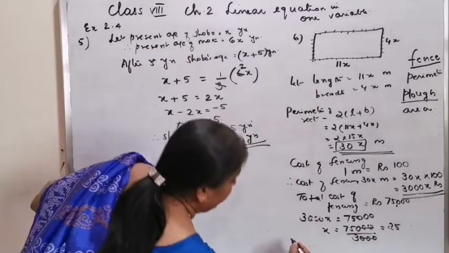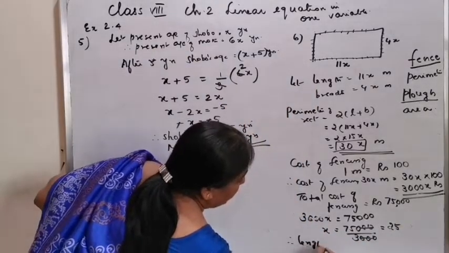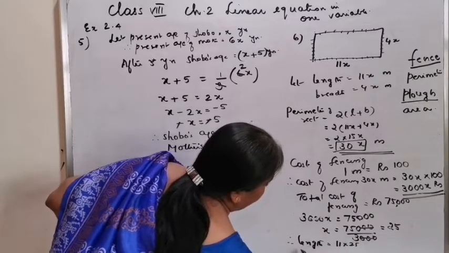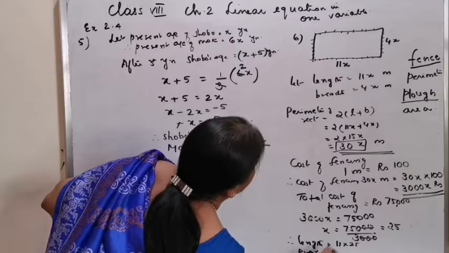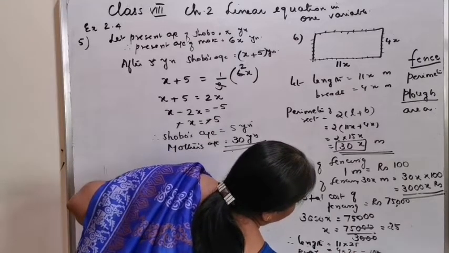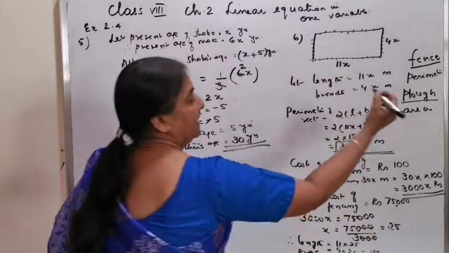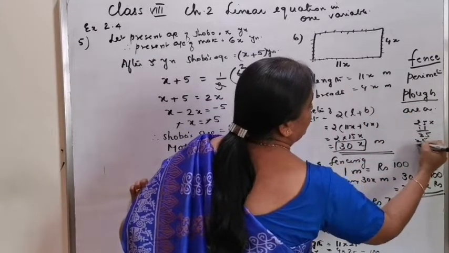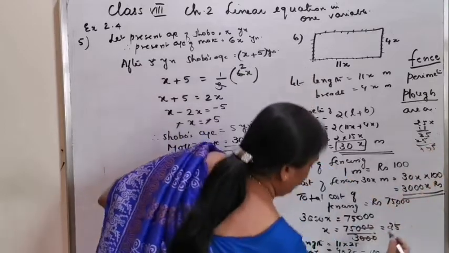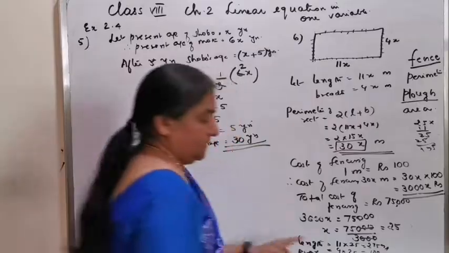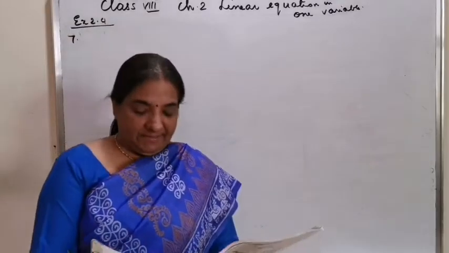What is the length? Therefore, length is equal to 11 into 25 and breadth is equal to 4 into 25, which is equal to 100 meter. 11 into 25. 1 5 is 5, 2, 2. 275 meter. Question number 7.